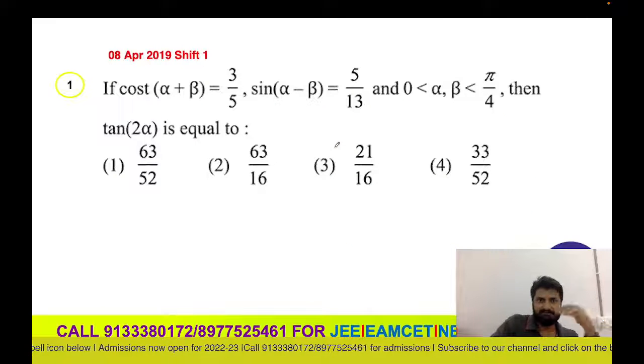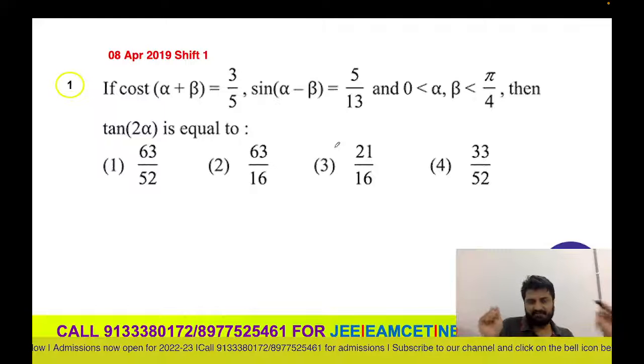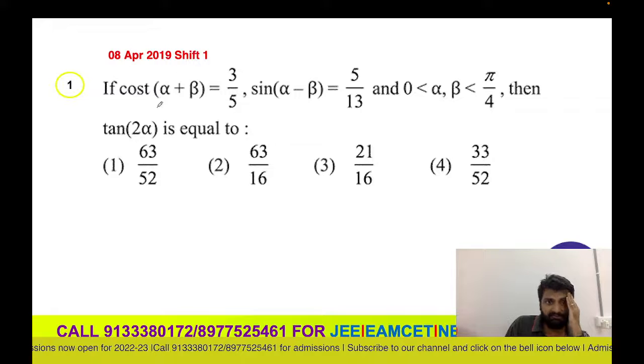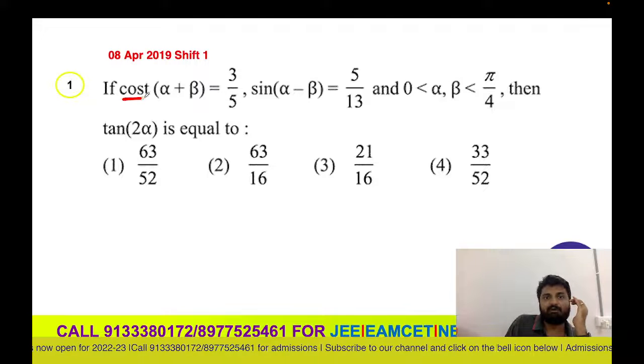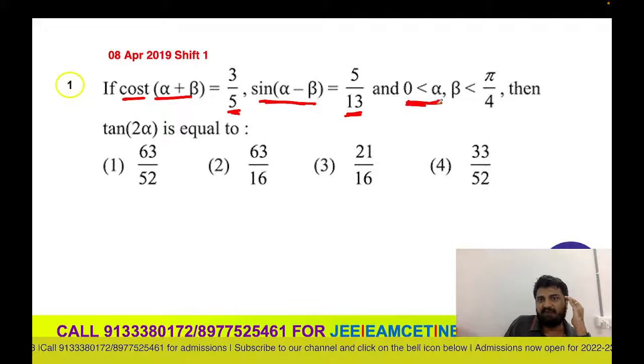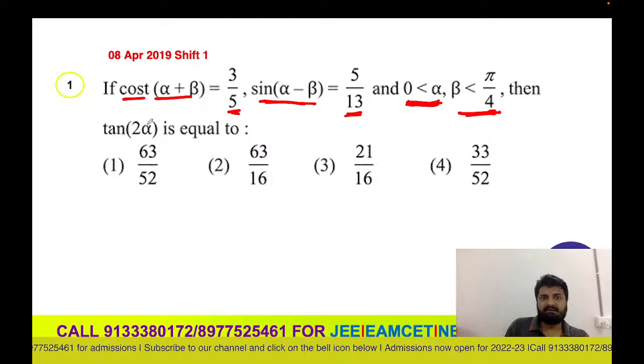So let's move on to some previous JEE Mains questions in up to transformations. This is the first question of the day where they have given cos of alpha plus beta is 3 by 5, sine of alpha minus beta is 5 by 13, and they have also said alpha is greater than 0 and beta is less than 45 degrees. Basically, they are asking you tan 2 alpha.